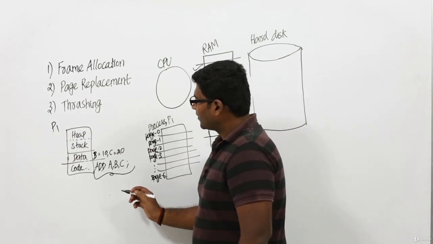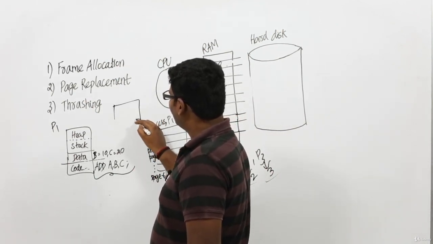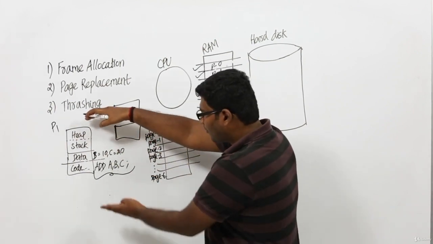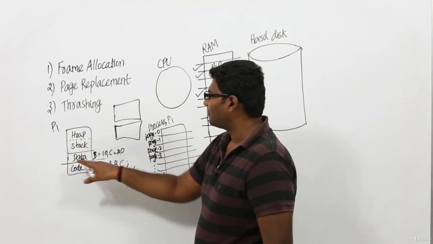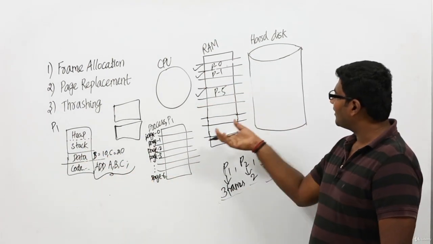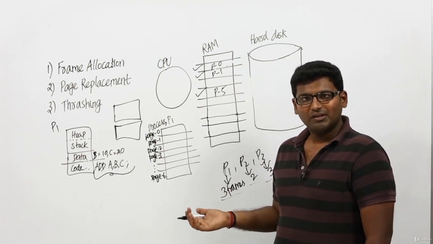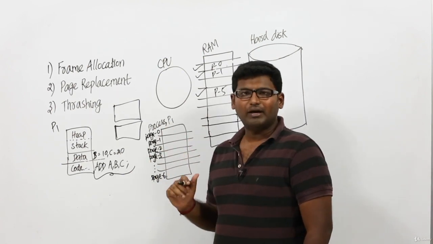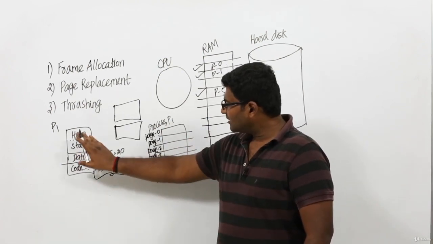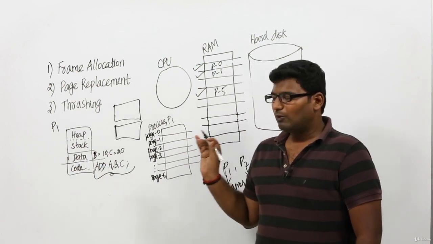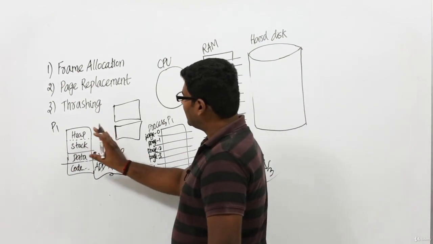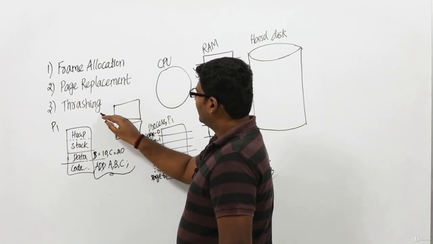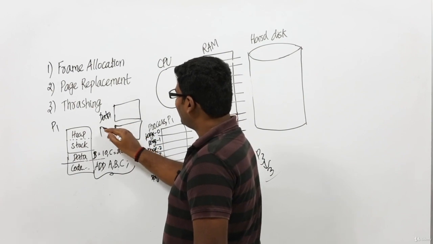Now let us assume our data segment is present in 2 pages. Even this process will be chopped into pages, because anything which goes into RAM should go in terms of pages, since our RAM has been divided into frames. So this process will also be divided into pages. Let us assume 2 pages are allocated to data.